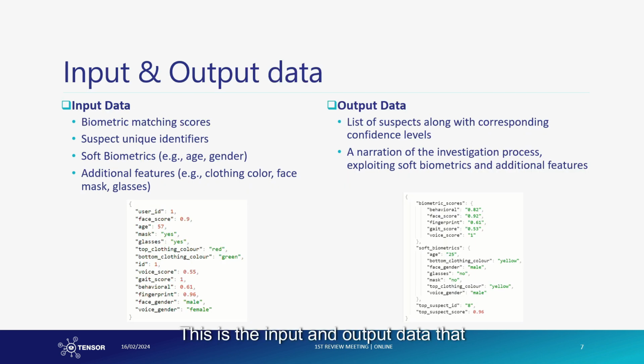This is the input and output data that are used within the IRE. This is a brief example, and as input data will be the biometric matching scores, the suspect IDs, suspect unique identifiers, soft biometrics like the age and gender information, and additional features like the clothing color or potential face mask, glasses, etc. As output data, we will have the list of suspects along with the corresponding confidence levels and a narration of the investigation process exploiting the information from the soft biometrics and additional features we saw before.